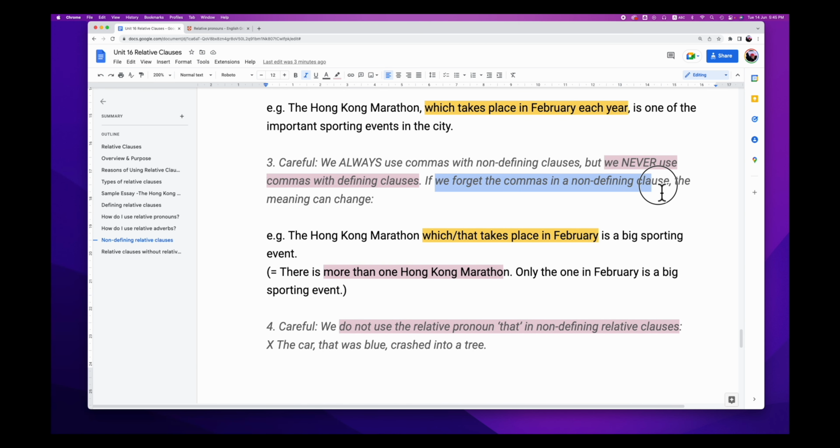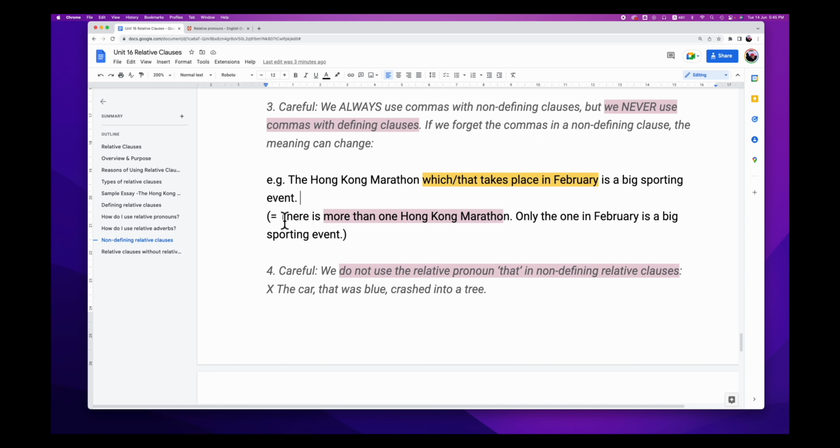If you do not have a comma before the relative clause, the meaning will be slightly different. There is more than one Hong Kong Marathon. Only the one in February is a big sporting event.